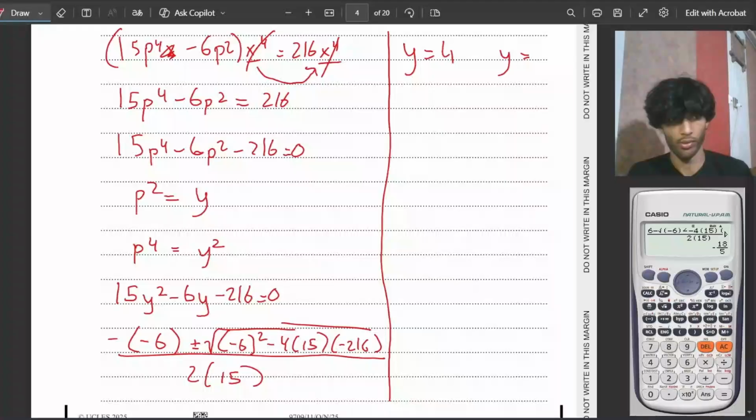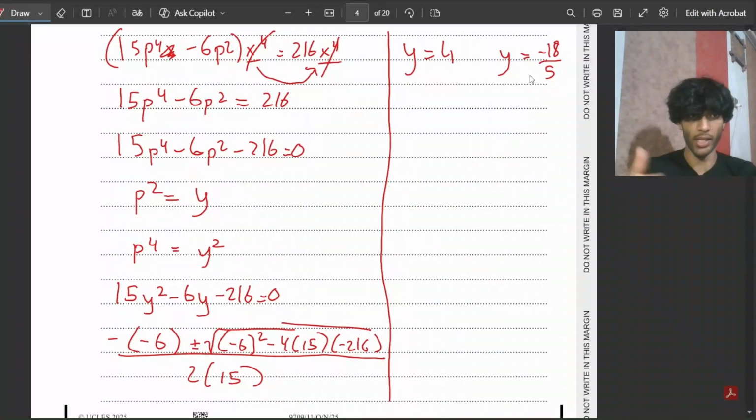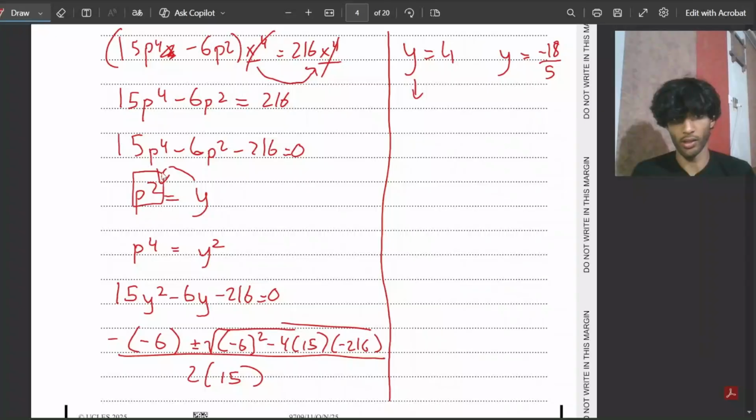Boom, boom. And that is negative. Oh, actually, I don't need a negative sign. So it's negative 18 over 5, but see, here's where it's going to make sense. I'm not trying to find y. Remember, I'm trying to find p. So what I can do is, instead of writing y, I can bring back that y is basically equal to p squared. I can bring back p squared, and I can bring back p squared over here.